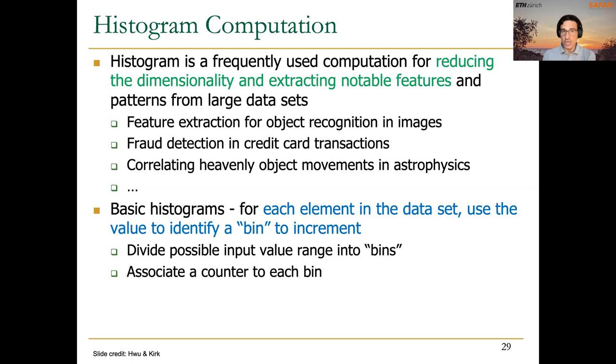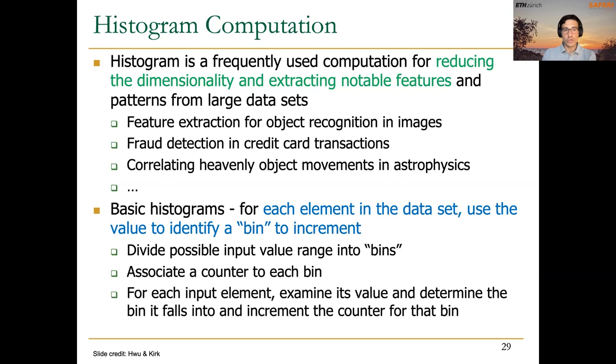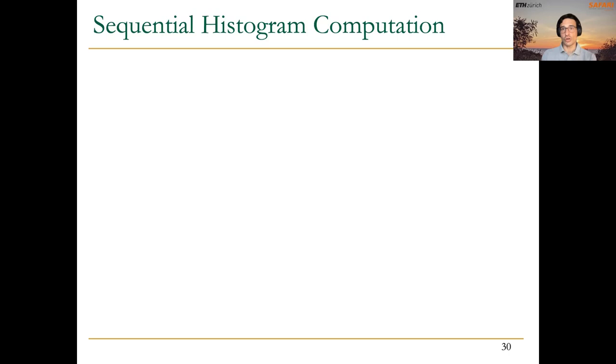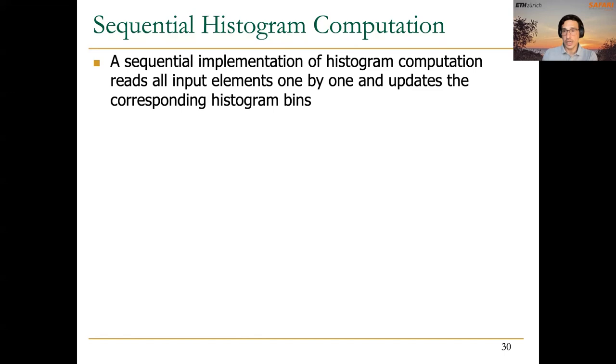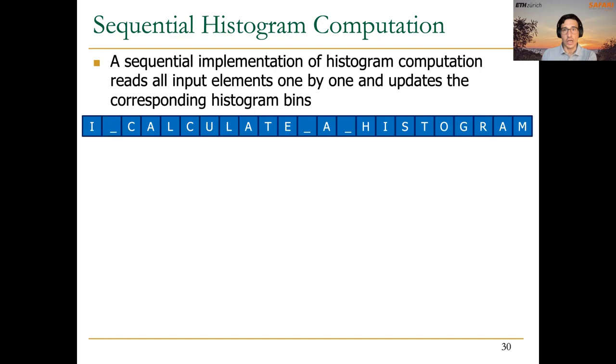Each bin is a counter, or we can say that each bin has a counter associated. So for each input element, we identify the bin, and then we increment the counter for that bin. This increment typically is adding one, but in some cases we may also add more than one. In the end, this is an associative and commutative operation, so we can perform it in different ways. The way of generating a histogram in a sequential manner is to go over all the elements of the input array, check the value, figure out which bin we need to update, and then update the corresponding bin. In this case, we are going to generate the histogram for this sentence.